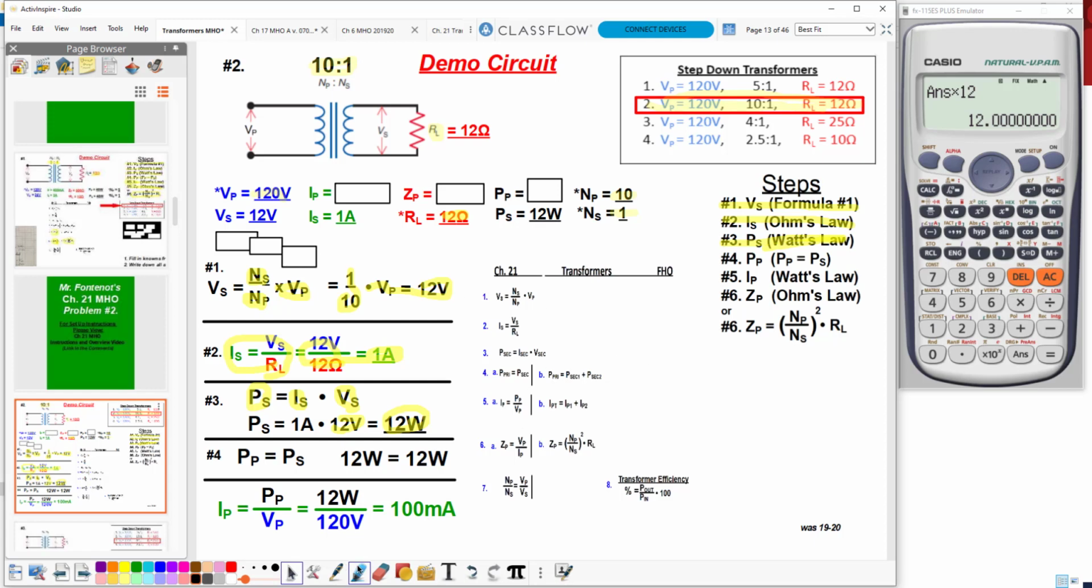Alright, next I need the power of my primary, which is equal to the power of my secondary. There's no calculation there. They're both 12 watts. Next, I want to find the current of my primary, and I'm going to use Watt's law for that. So I take my 12 watts already in my calculator, divided by the 120 volts of my primary. IP is equal to PP over VP, so I say divided by 120 volts, which equals 100 milliamps. That's the current of my primary.